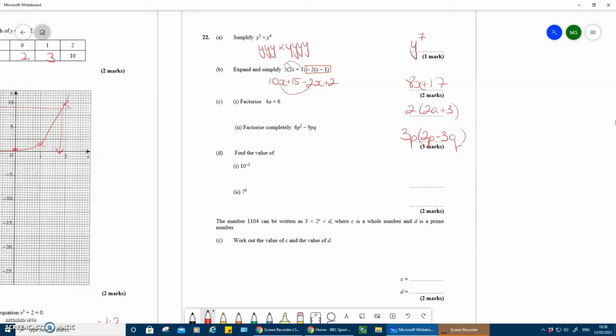10 to the power minus 2. Well, we know 10 squared is 100. The minus power just means we do 1 over 100. The negative power is just the reciprocal, 1 over it.